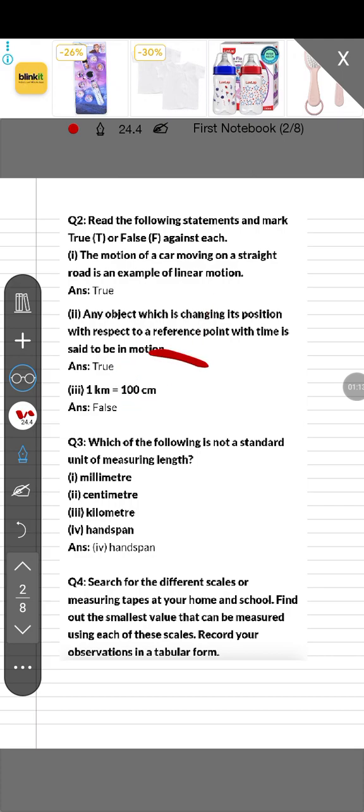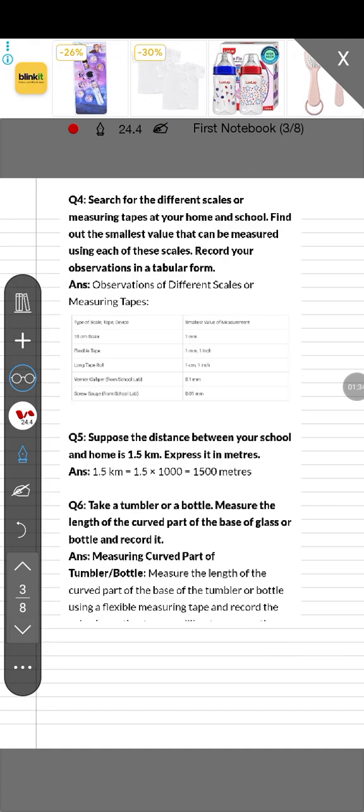1 kilometer is equal to 100 centimeter. No, false. Next, which of the following is not a standard unit of measuring length? You are measuring a length, by which method can you not do it, which is not used to measure length. So the answer is hand span. You can use millimeter, centimeter, or kilometer, but you can't use a hand span. Question number 3. Question number 4.